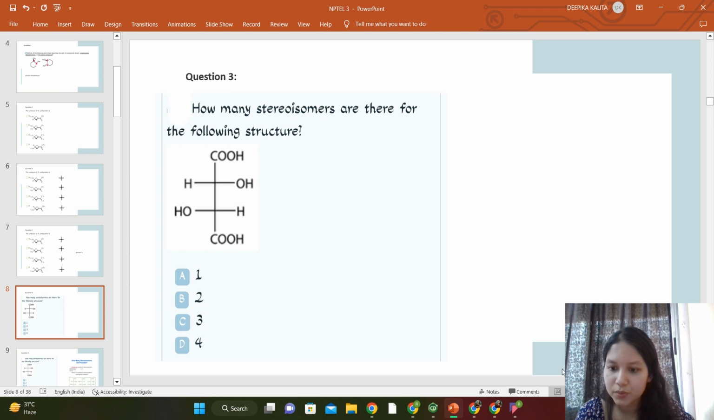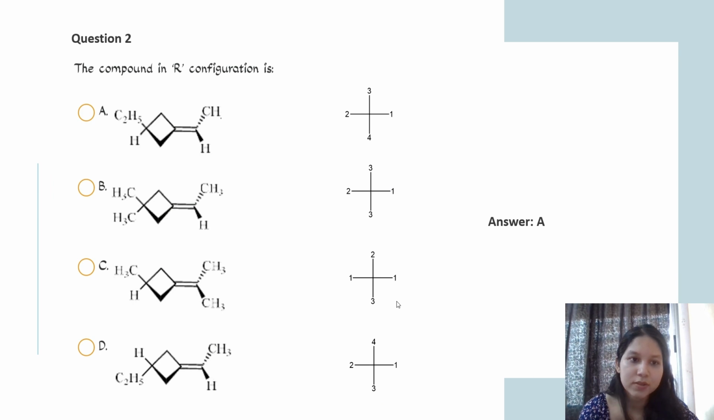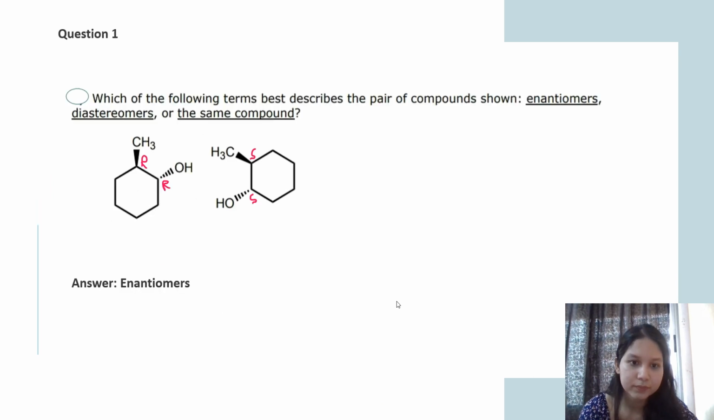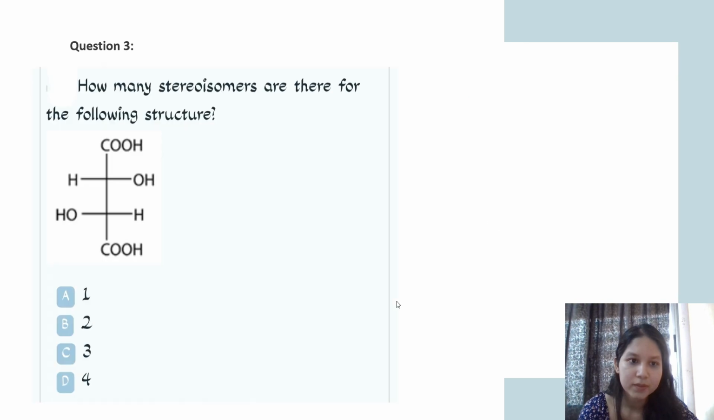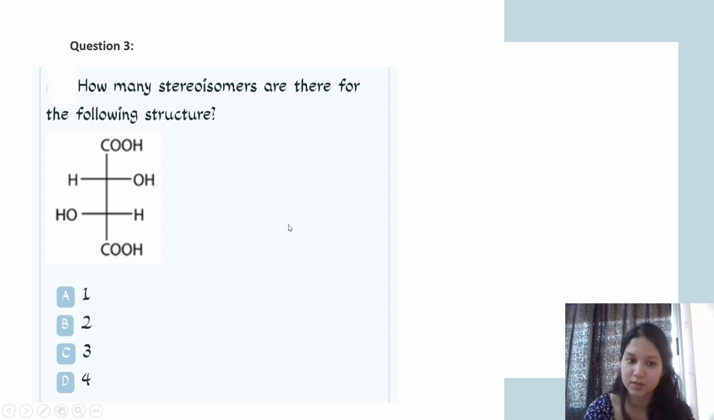Okay, so let us move to question number 3 now. We have discussed already question 1 and 2. So question number 3, you are given: how many stereoisomers are there for the following structure. You are given the structure of this tartaric acid molecule and you have been asked what is the number of stereoisomers present for the given structure.